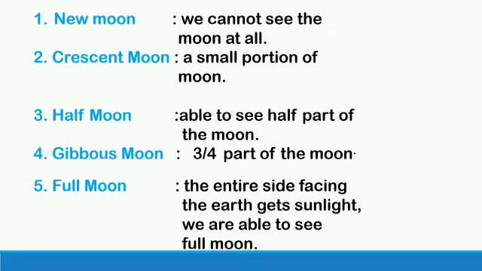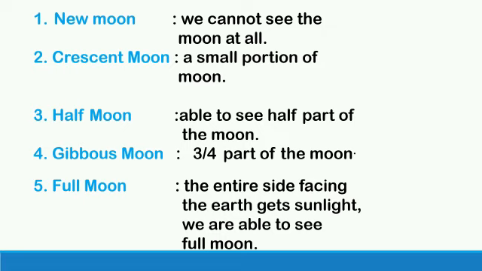After crescent moon, we are able to see half of the moon, that is known as half moon. After half moon, the size slowly increases and it becomes 3/4 of the moon, that is known as gibbous moon. After gibbous moon, the entire side facing the earth gets sunlight and we are able to see the full moon.